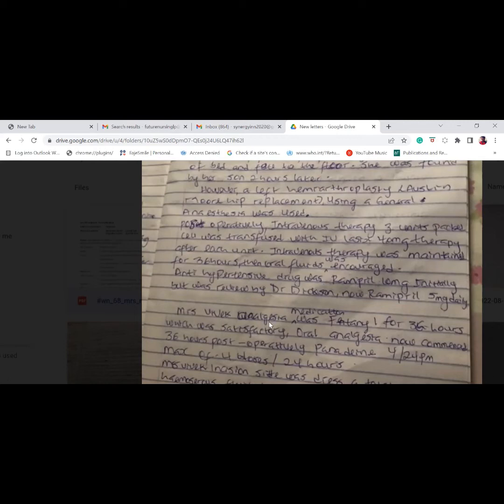So Mrs. Vivek's analgesia medication was fentanyl. This is how to write this. You can say, Ms. Vivek was also placed on analgesia, in brackets fentanyl, for 36 hours, which was satisfactory. Oral analgesia has now commenced 36 hours postoperatively. In fact, you might not even write all the details there.